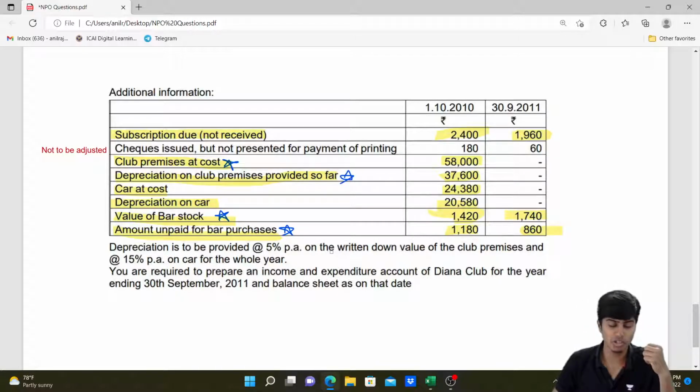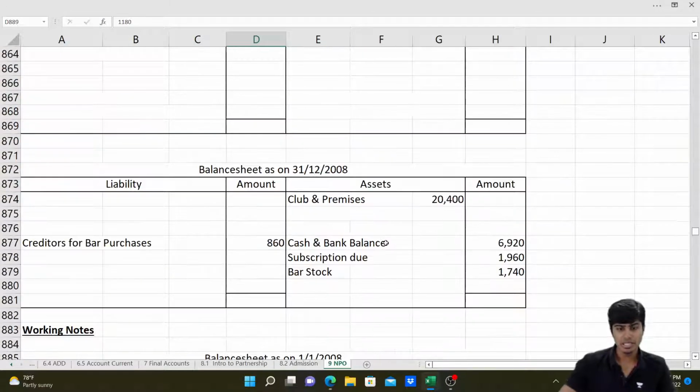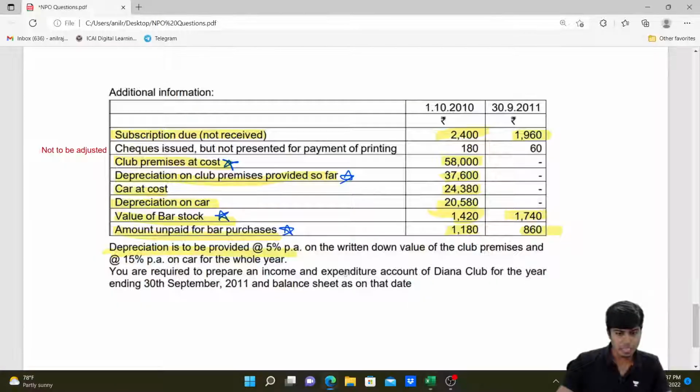One is depreciation on club, other one is depreciation on car. Then we'll close the ledgers and transfer the balances to respective balance sheet and income and expenditure, and we're done. Let's quickly finish it. Another 2 minutes. Depreciation is to be provided at 5%. On what? Club premises. We will provide depreciation at 5% WDV.